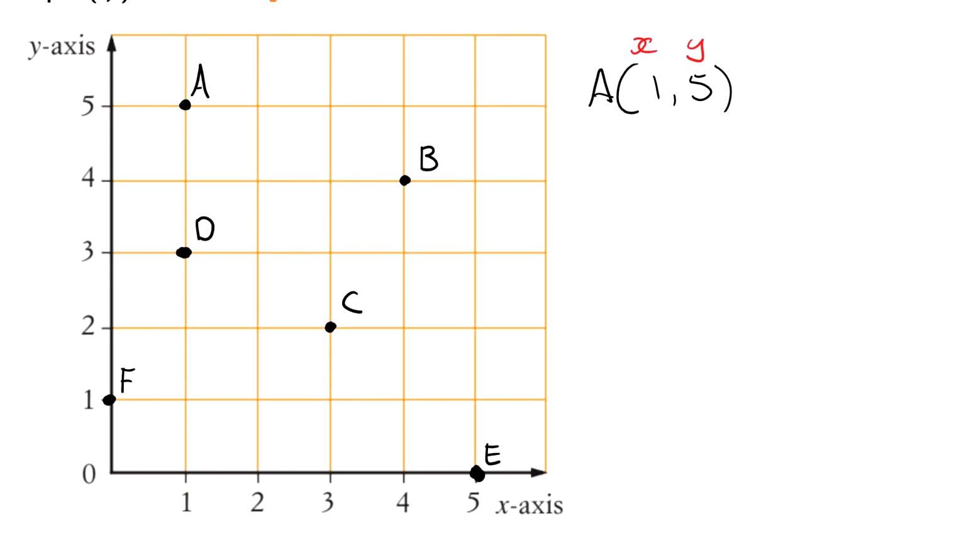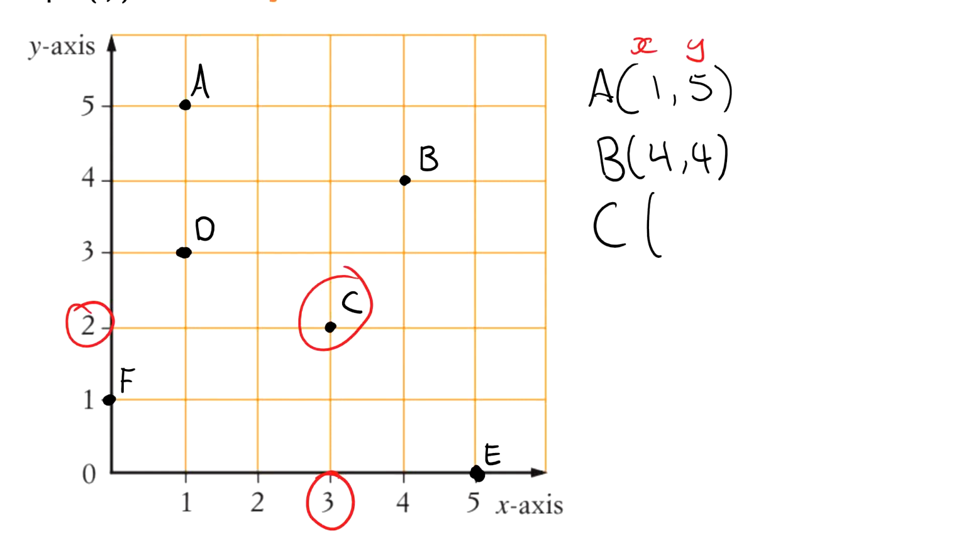So if we look at doing B now, again, same thing. B is over here. So we're going to go across on my x first. So looking at 4. Then I go across and look at my y. And you can see that's 4, 4. So B is 4, 4. Alright, so we'll keep doing these a bit quicker now. So C, x first, then my y. So C is going to be 3, 2.